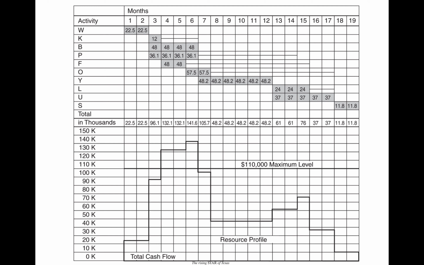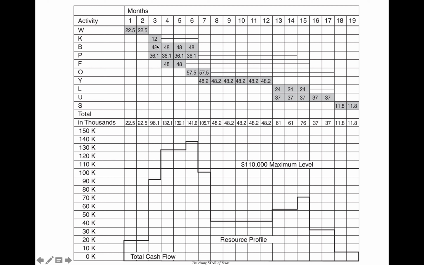Now the next thing that's not written on that slide that says what to do is below the bar chart. I just created a row here that's just the total per month, total in thousands per month. So in month 1, W is the only activity that's happening, and it costs 22.5 a month. So that would just be 22.5, which is effectively 22.5 plus nothing, nothing, nothing all the way down. Then that's the same for month 2. W is the only thing that happens in month 2. So that's also 22.5.